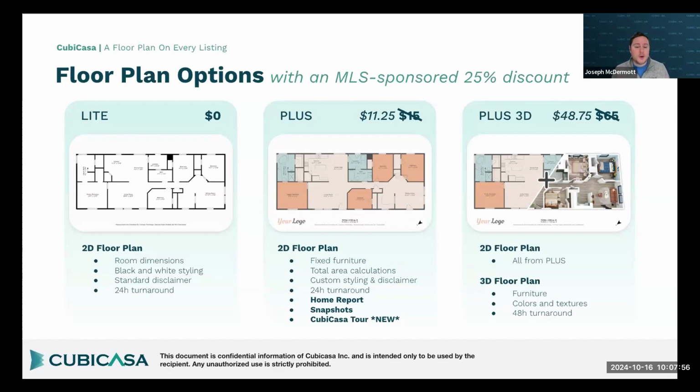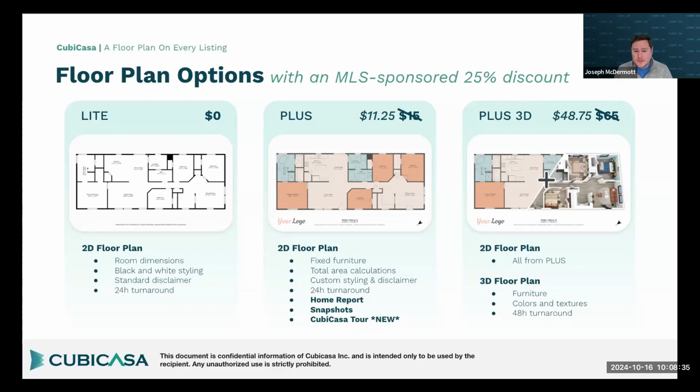Plus and Plus 3D are upgraded options that you can choose from. Plus will introduce things like fixed furniture. So you'll see appliances in the kitchen, you'll see fixtures in the bathrooms and wet spaces, so tubs, toilets, vanities, all that sort of stuff. It also allows you to customize the colors and the style of the floor plan itself. So you can save out a simple black and white version for the listing, but then if you wanted something colorful and customized for your Facebook, Instagram marketing, printable for a takeaway at an open house, things like that, you can really go in and customize the floor plan and make it your own.